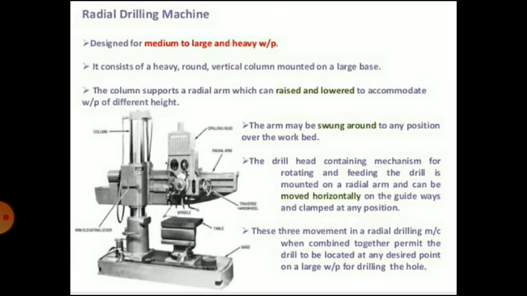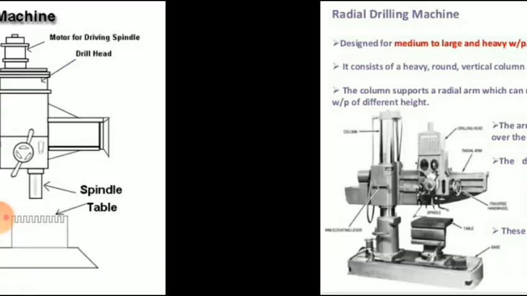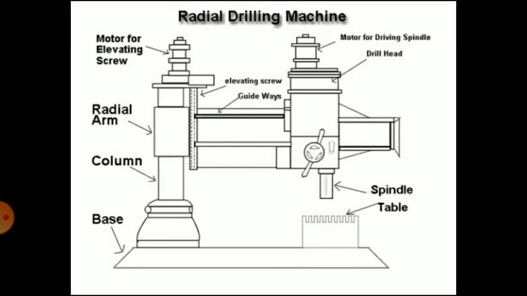Then next is the radial drilling machine. The radial drilling machine is designed for medium to large and heavy workpieces. It consists of a heavy round vertical column mounted on a large base. The column supports the radial arm, which can be raised or lowered to accommodate workpieces of different height. The arm may be swung around to any position over the work bed. So this is a radial drilling machine.